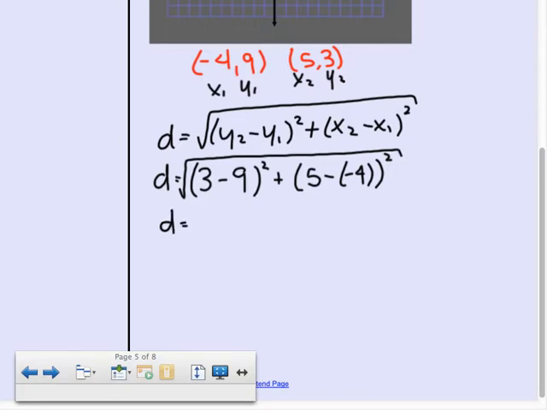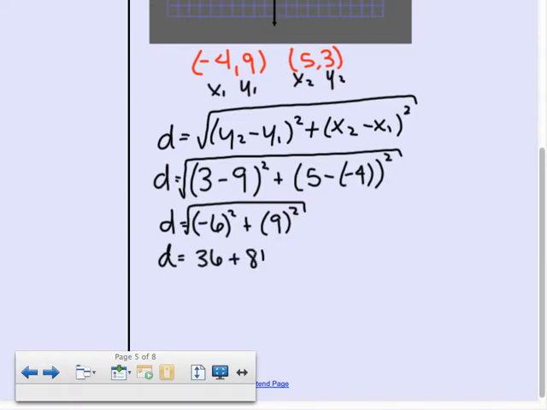If you look at your first set of parentheses, 3 minus 9 is negative 6, and we're going to square that, plus 5 minus a negative 4, which is the same thing as 5 plus 4. So we get 9 squared. Underneath the radical, we're going to simplify negative 6 squared. Negative times a negative is a positive, so we end up with a positive 36 plus 81, because that's what 9 squared is. Underneath the radical, when you add them together, we should get the square root of 117.